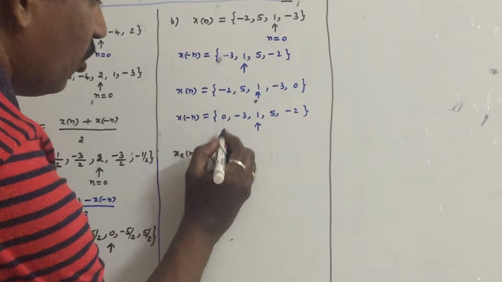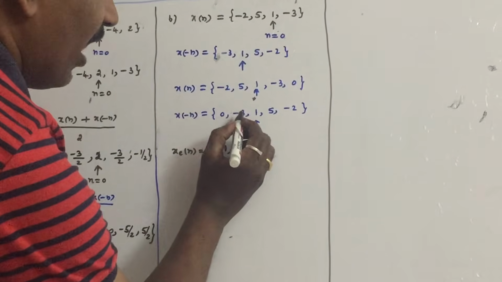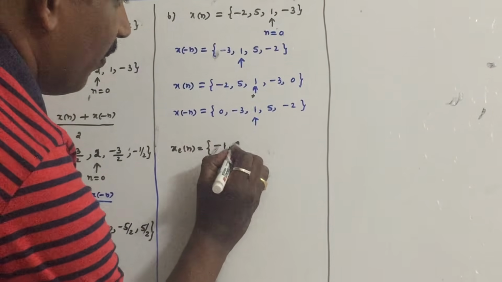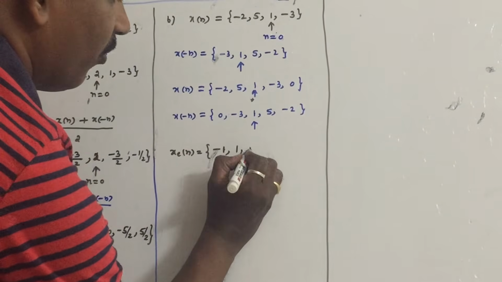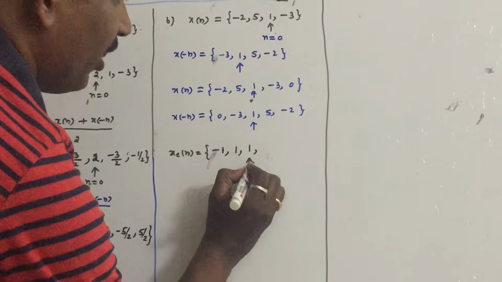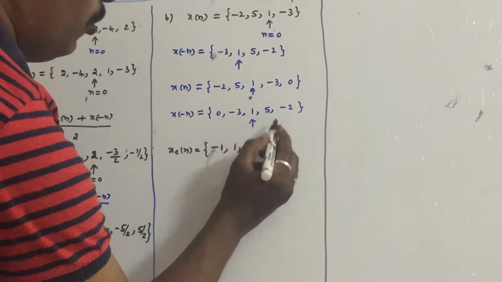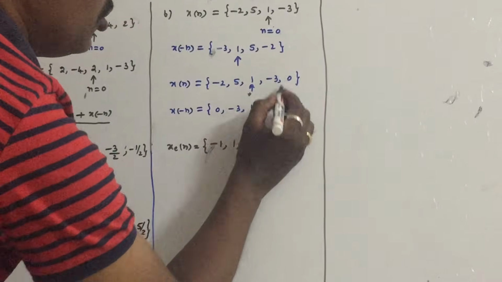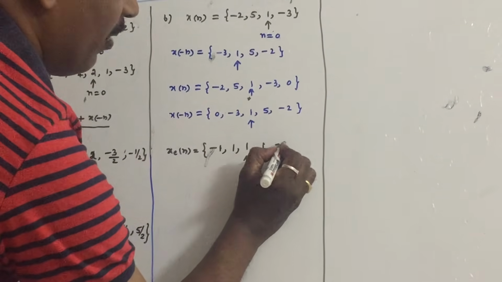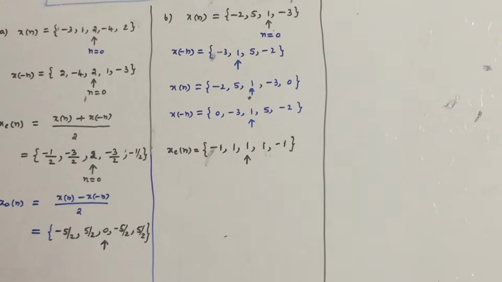Minus 2 plus 0 by 2 will become minus 1. 5 minus 3 divided by 2 will become 1. 1 plus 1 divided by 2 will become 1. So keep the arrow here. Minus 3 plus 5 is 2, 2 divided by 2 will become 1. 0 minus 2, minus 2 divided by 2 will become minus 1. So this is the even component.